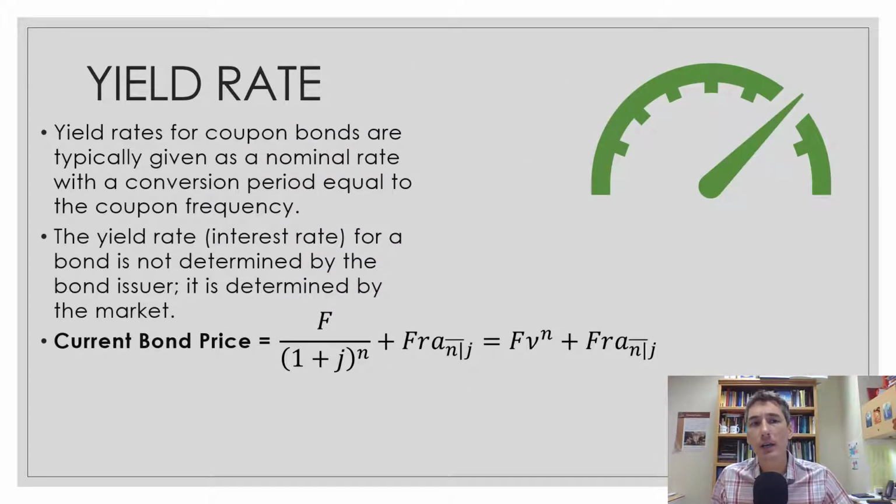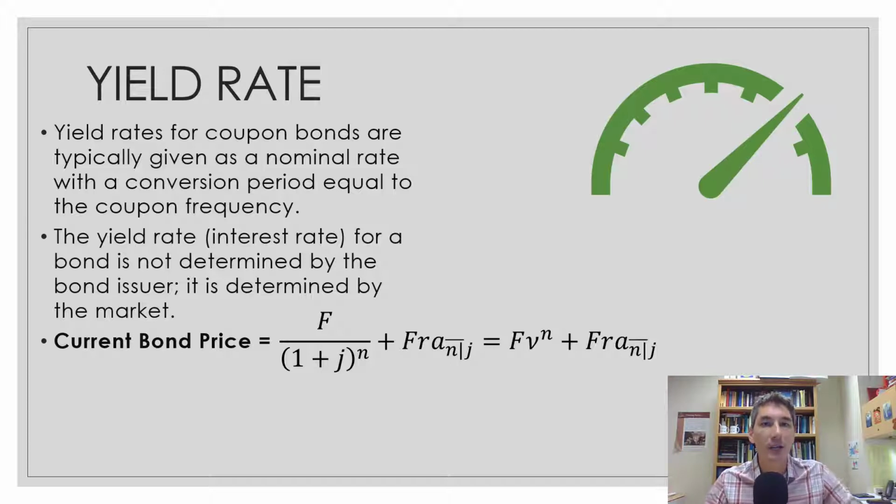So the yield rate for a coupon bond is typically given as a nominal rate with a conversion period equal to the coupon frequency. It's essentially the interest rate on the bond. Now, the thing about this is the interest rate is sort of determined by the market in a sense. So if the bond issuer is selling a $10,000 bond, there's a question of what would the market pay for that $10,000 bond, right? Okay.